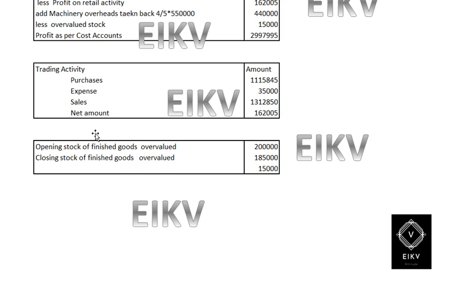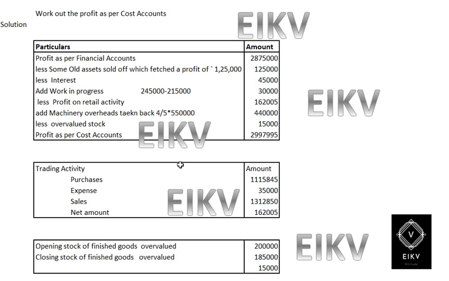Then we have overvaluation of stock. For overvaluation of stock I have made a statement where the opening value of finished goods and closing value of finished goods are overvalued. Therefore we will get a difference of 15,000. Such amount we need to deduct from financial profit to get to the costing profit.